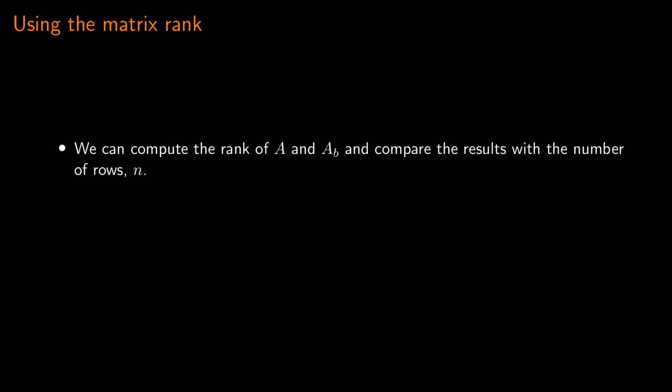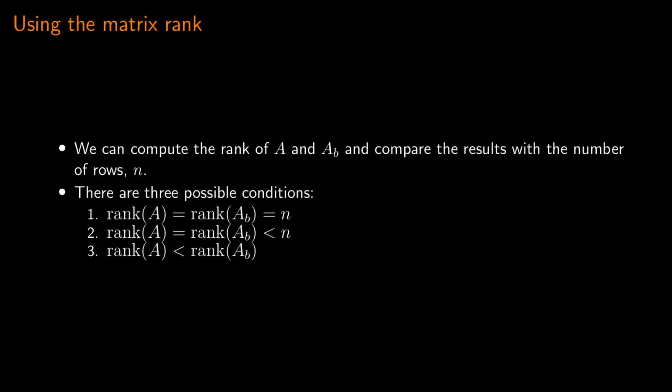Okay, so we can compute the rank of A and the rank of AB, and we can compare the results with the number of rows n. And if we do that, we find that there are three possible conditions. The first is that the rank of A is equal to the rank of AB is equal to n, the number of rows. The second is that the rank of A is equal to the rank of AB, and they are both less than n, the number of rows. And the third is that the rank of A is less than the rank of AB. Remember, AB is the augmented matrix and A is the original coefficient matrix.